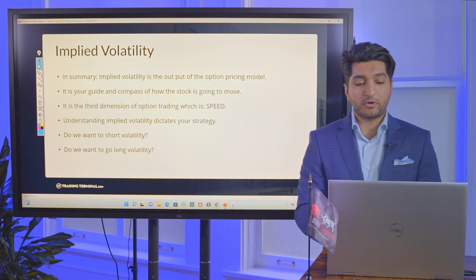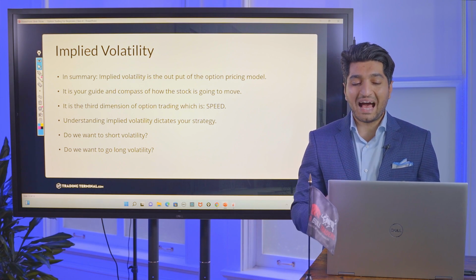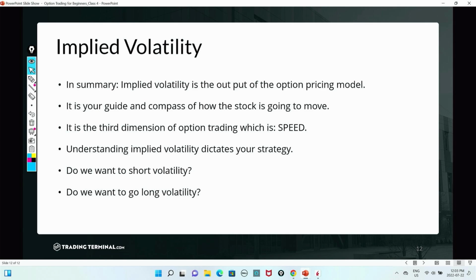So, in summary, implied volatility is the output of an option pricing model. It is a guide and compass of how stocks are going to move. If the implied volatility is going down, the stocks are probably going to go up. If the implied volatility is going up, the stocks are probably going to go down. It is that third dimension of option trading that we talked about in the first class. It is the speed of the market.